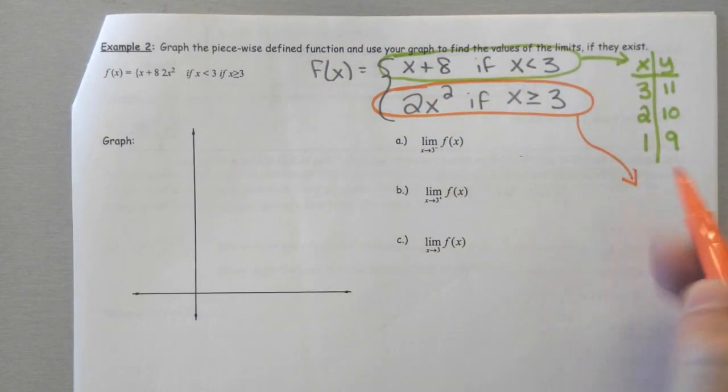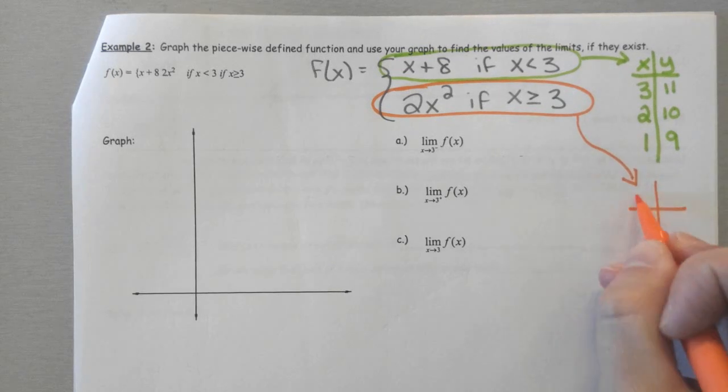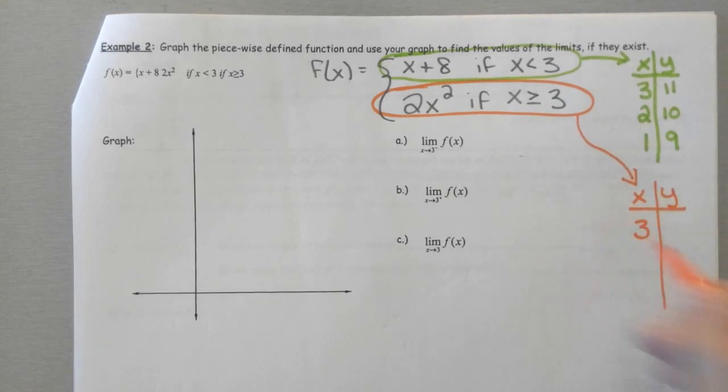Okay, so for this one, we're starting at 3, and we're going up. So we're thinking of numbers bigger than 3. You can pick any number; your numbers don't have to match mine.